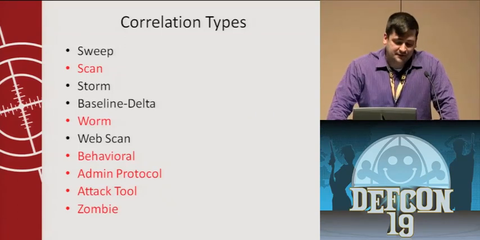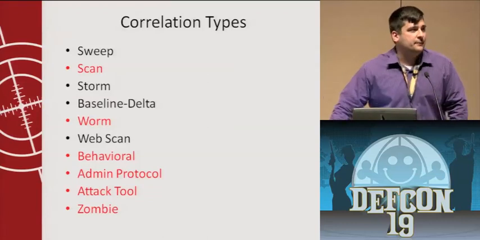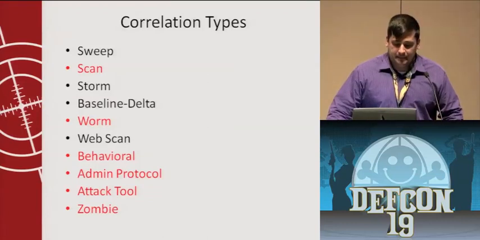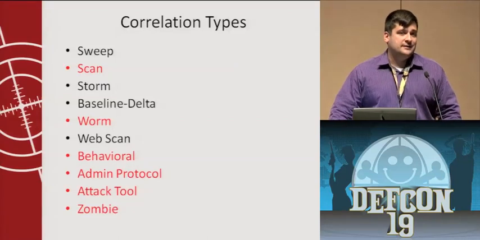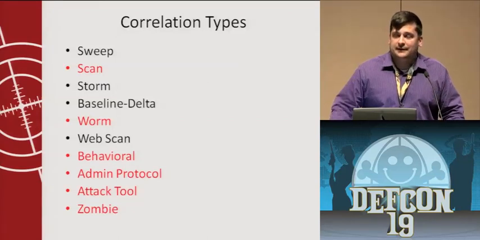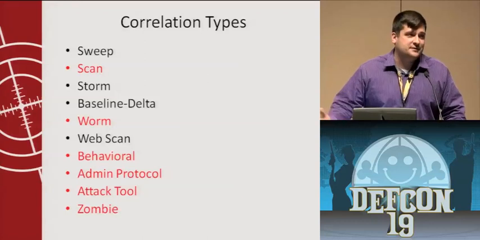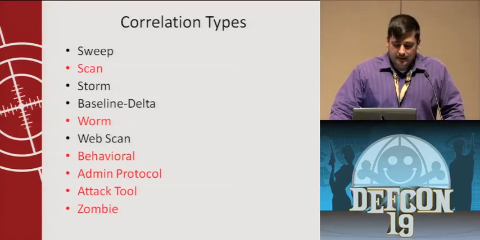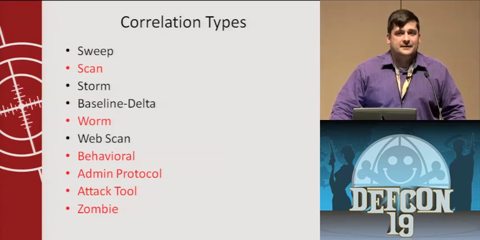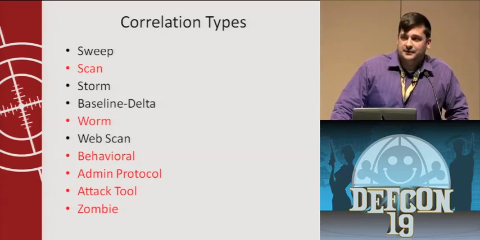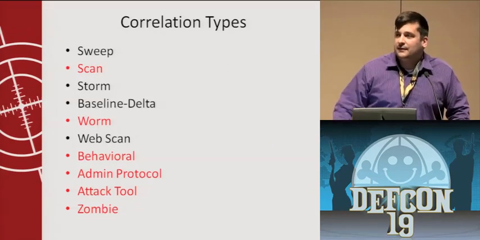Behavioral, I probably shouldn't actually include it here, but behavioral is based off of the Snort behavioral events. Admin protocol, SSH scans. Attack tools are known attack tools, like the SIP scanner I mentioned before. SIPVicious is a big one, by the way. And zombies, which, as I mentioned before, can sometimes be detected using IRC when you've got a big peak in network traffic.